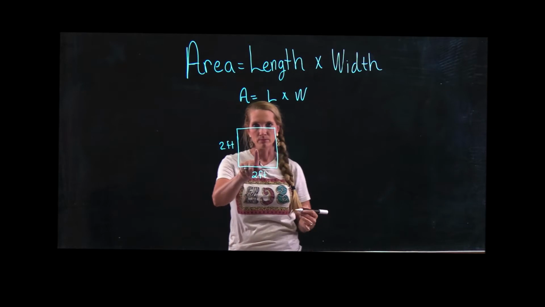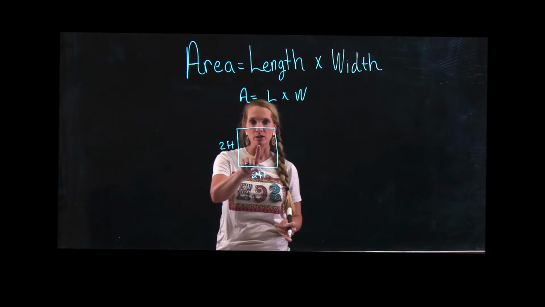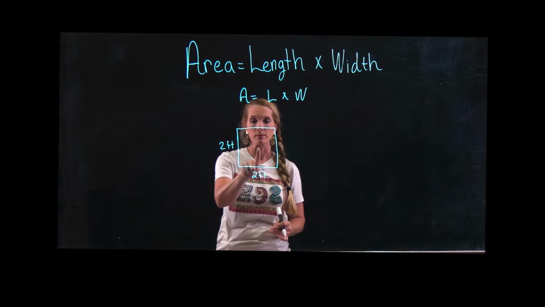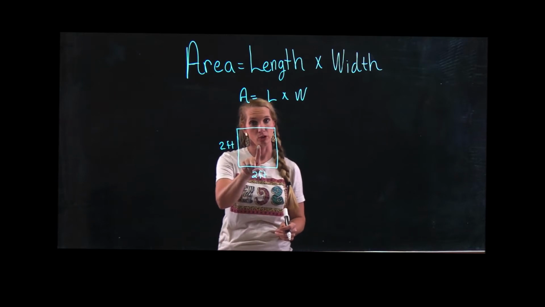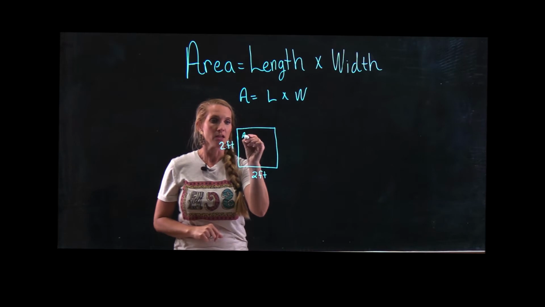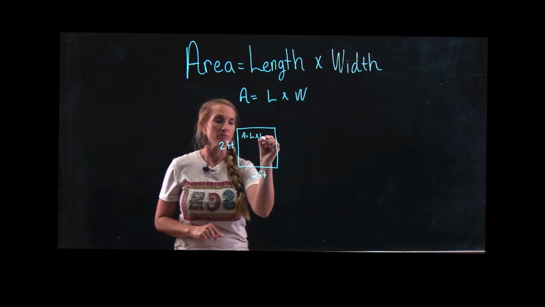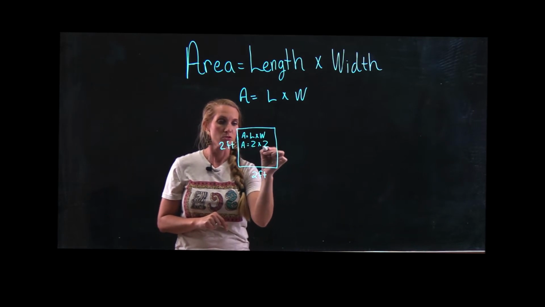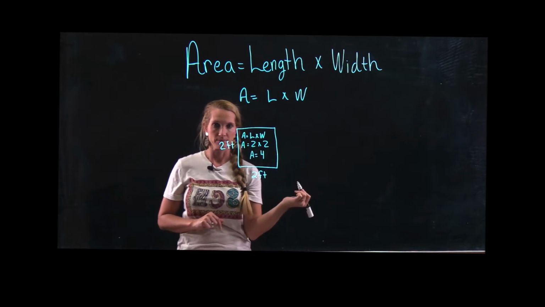Now, because the area is the inside of the shape that you're looking for, I always tell my kids to try and work it on the inside so that way you know that this is the area that you're looking for. So I put it inside the figure, as in A equals L times W. I know that A equals 2 times 2, so then I know that my area equals 4.